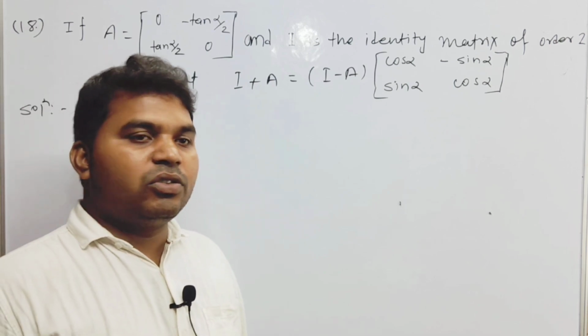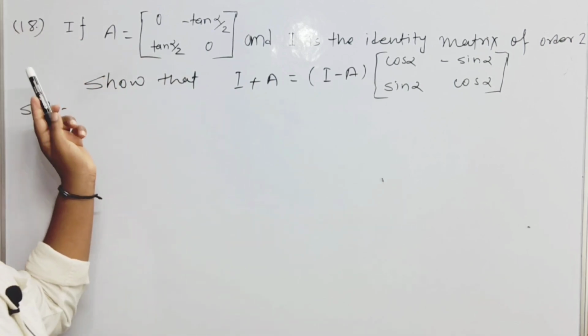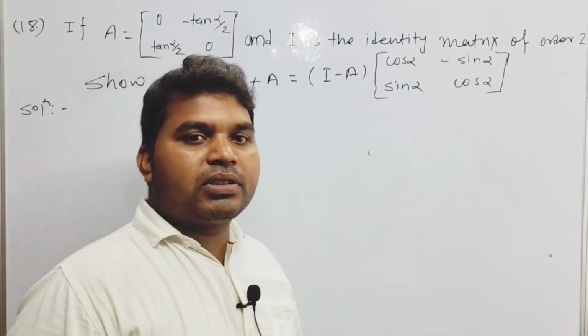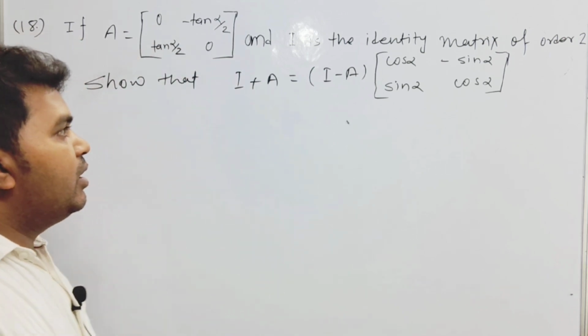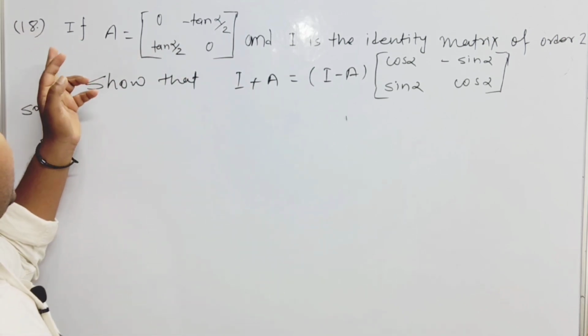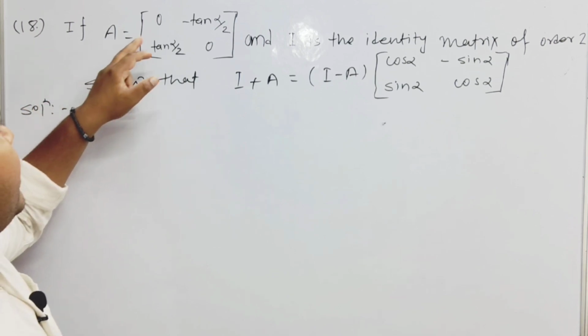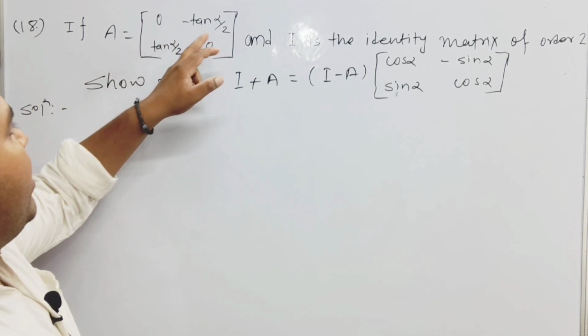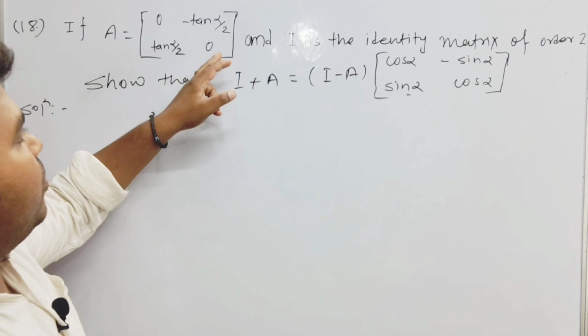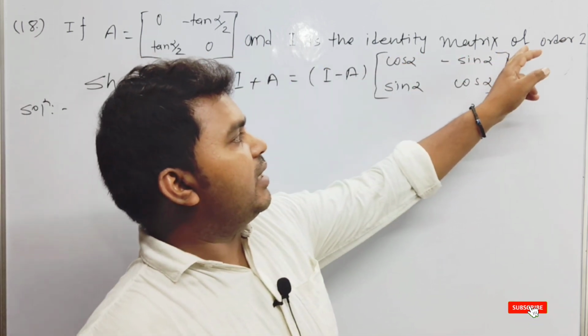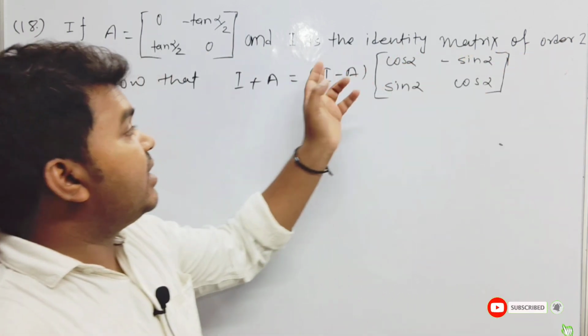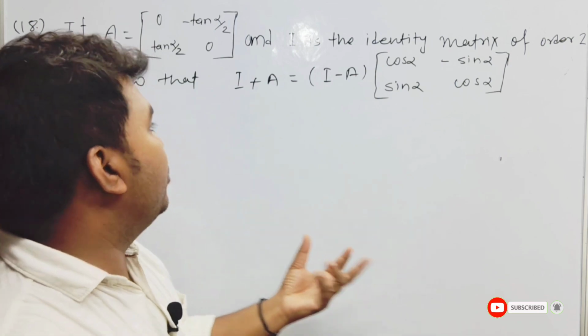Today we are going to learn question number 18 in NCERT books exercise 3.2. So students, today we will see question number 18. If matrix A is [0, -tan(alpha/2); tan(alpha/2), 0] and I is the identity matrix of order 2.